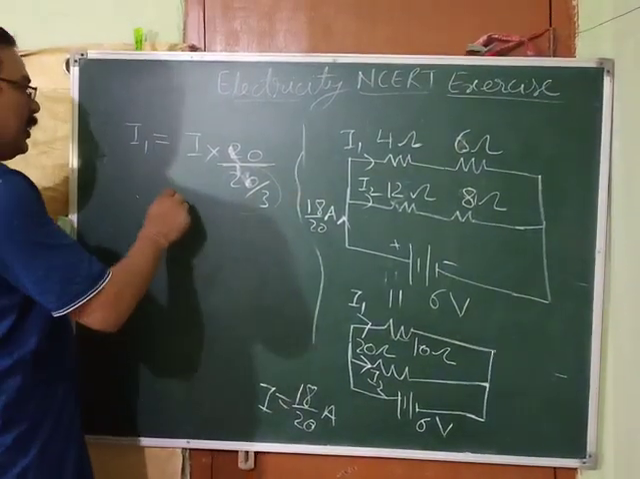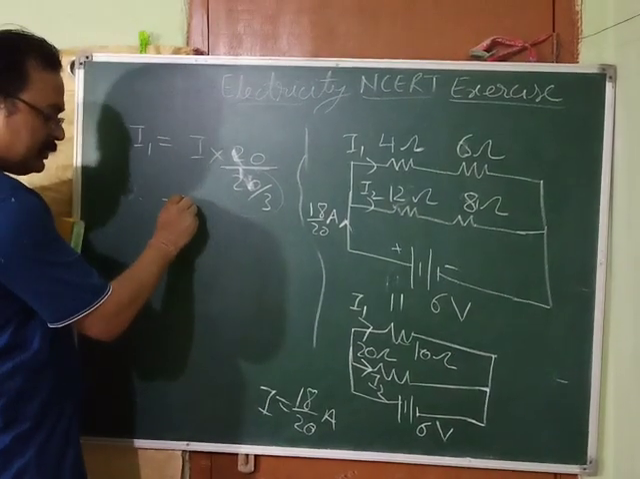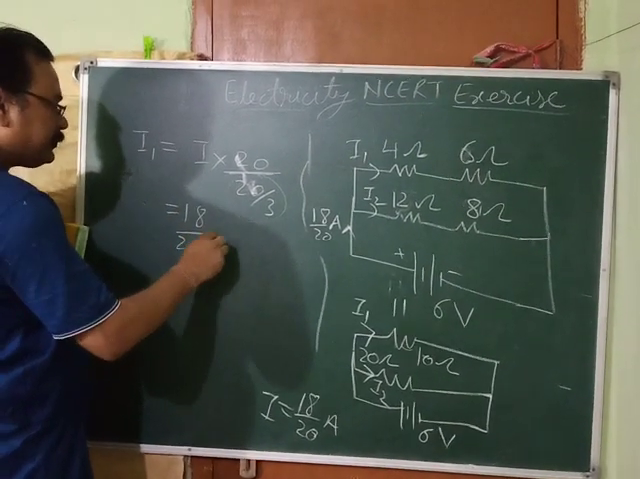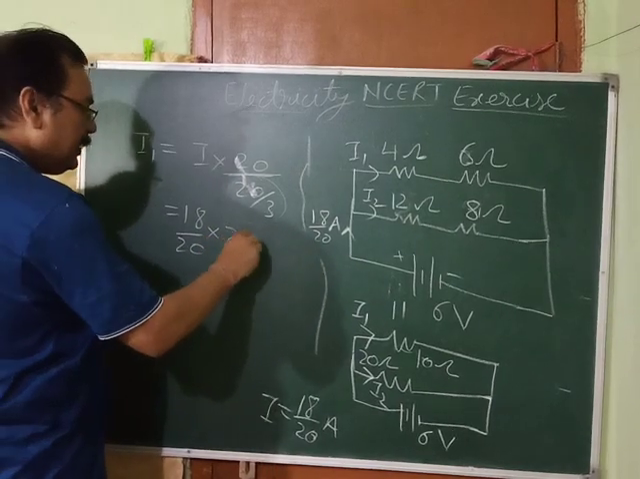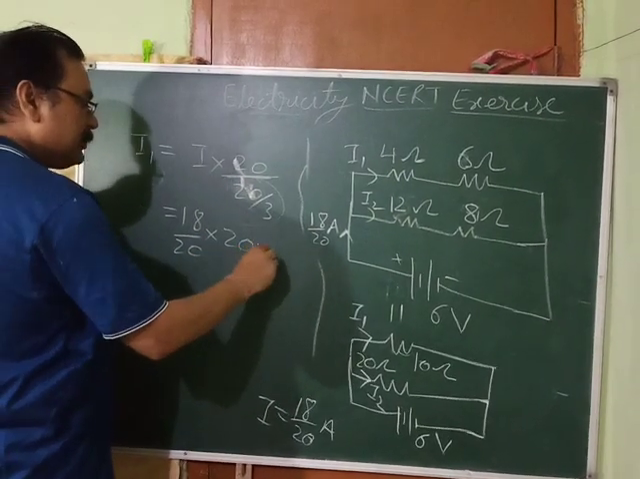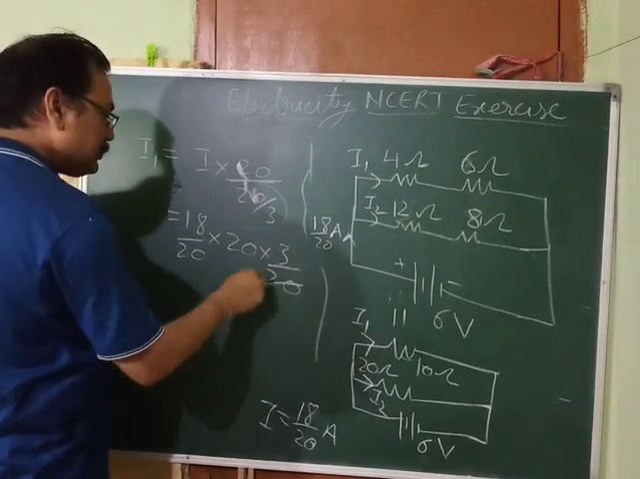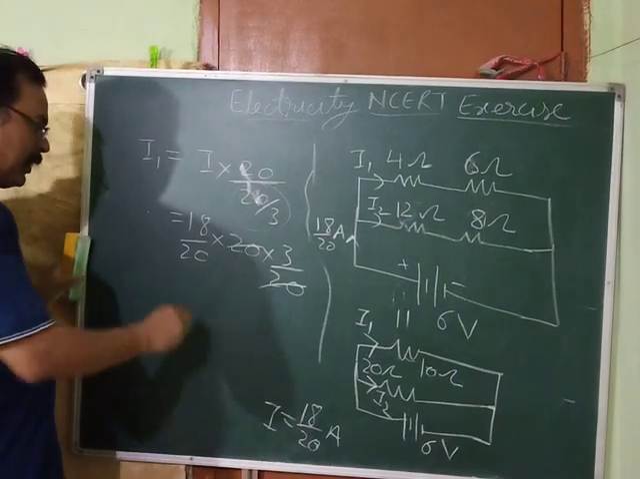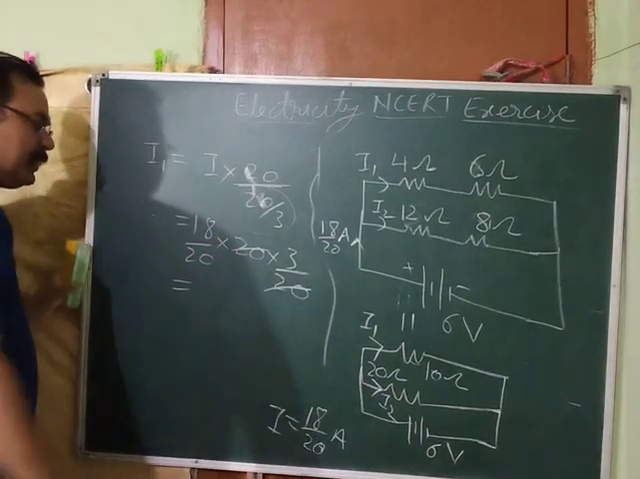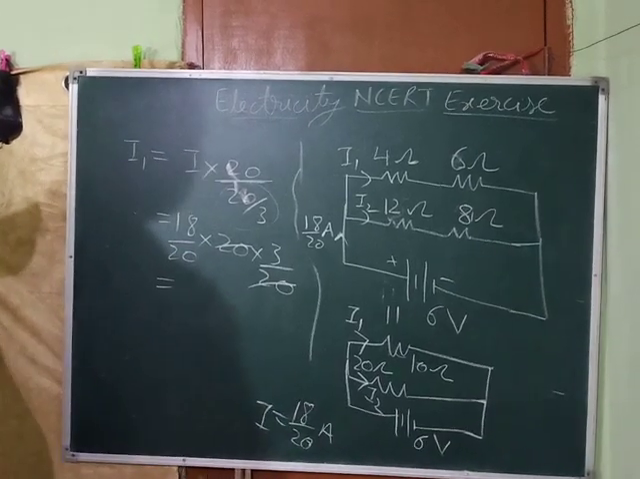Now what you will get? This is how much? This is 18 by 20. This is 20, this we can revert and multiply. So 3 by 20. So this 20 cancels out. How much you will get? 18 into 3 is 54.